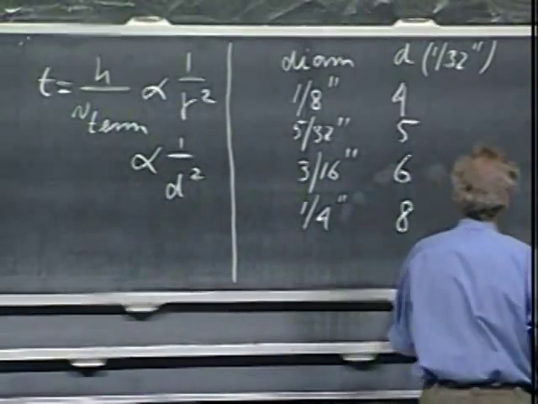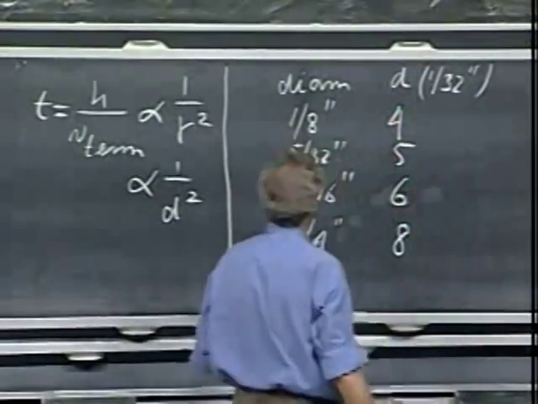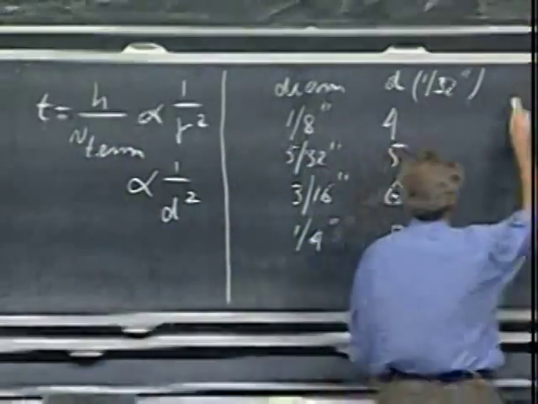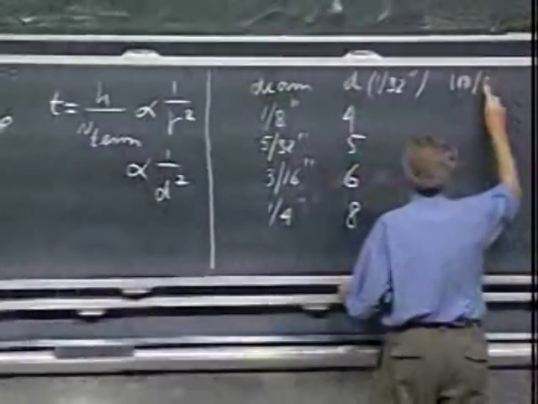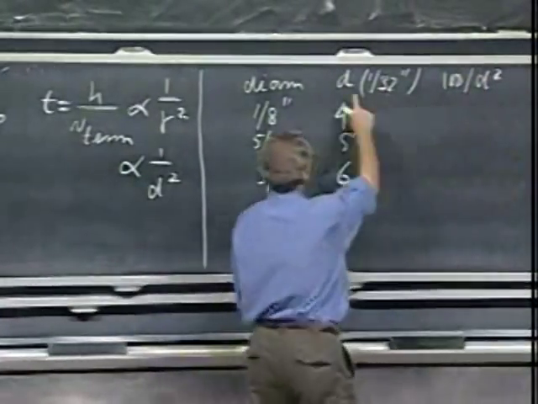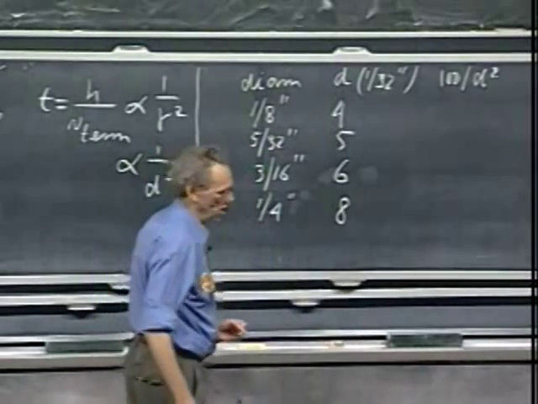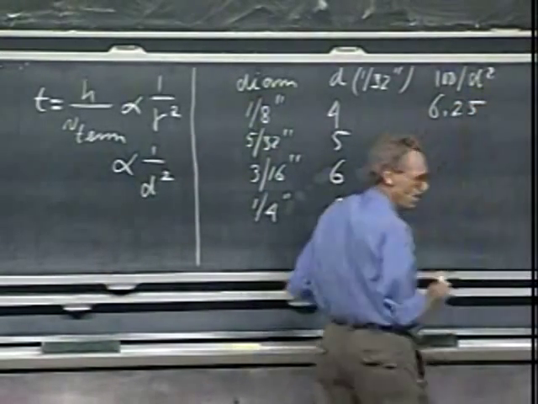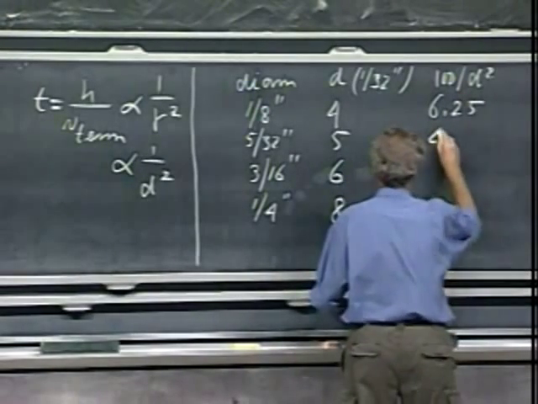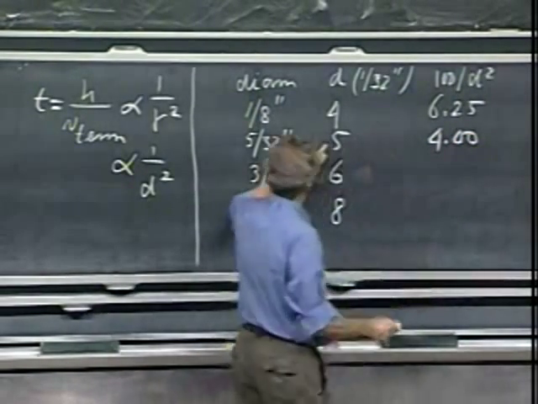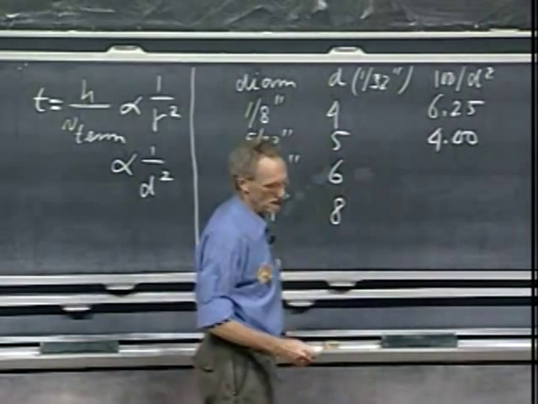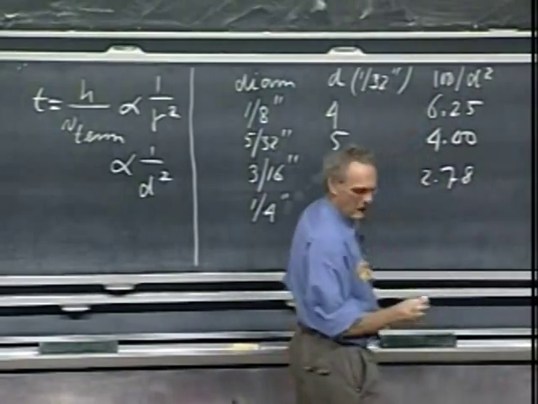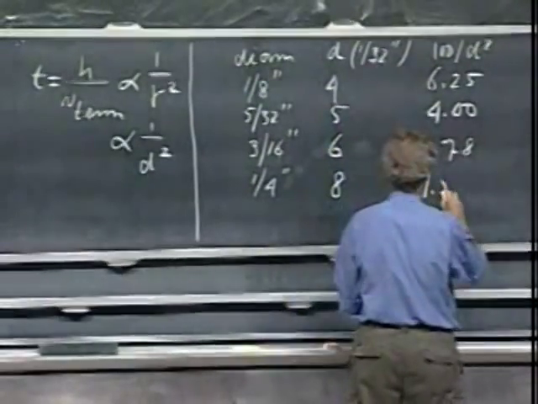What I'm going to plot is not 1 over d squared, but to get some nice numbers, I'm going to plot for you 100 over d squared, whereby d is then in these units 1/32 of an inch, and that gives me some nice numbers. Then I get a 6.25 here. I get a 4.00 here. You can see 100 divided by 25 is exactly 4. I get 2.78 here, and my last number is 1.56.